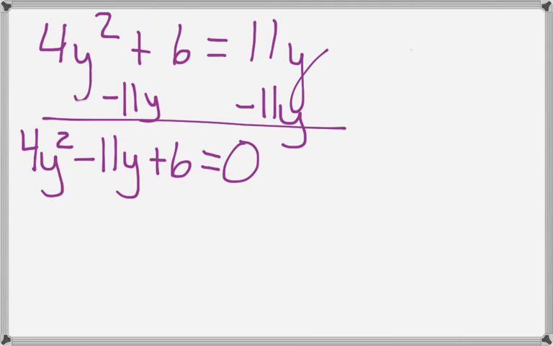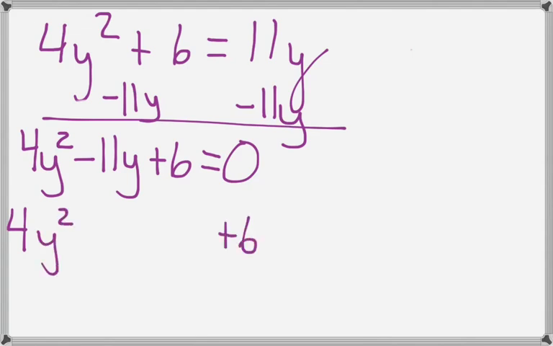Now, if there's a common factor between all three terms, like if that middle coefficient was 12 instead of 11, you could factor 2 from all three terms. You can do that if you want. You don't have to. It does make the numbers a little bit smaller when you're trying to figure out how to split up that middle term. In this case, though, 4, 11, and 6 don't have any common factors other than 1. So we're going to split up our middle term.